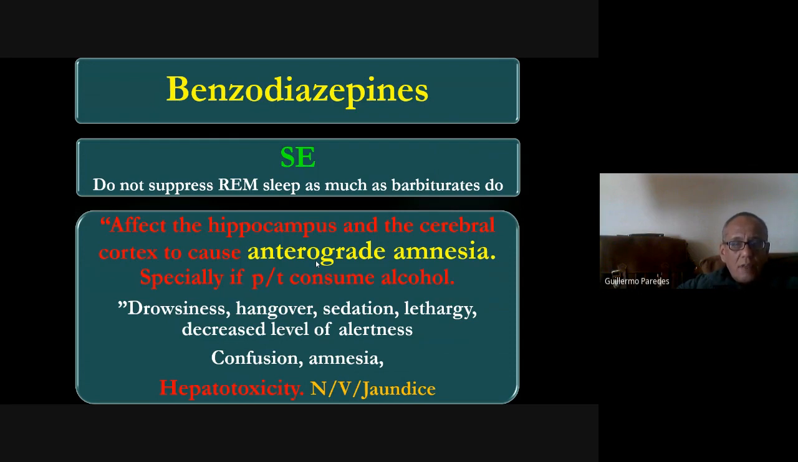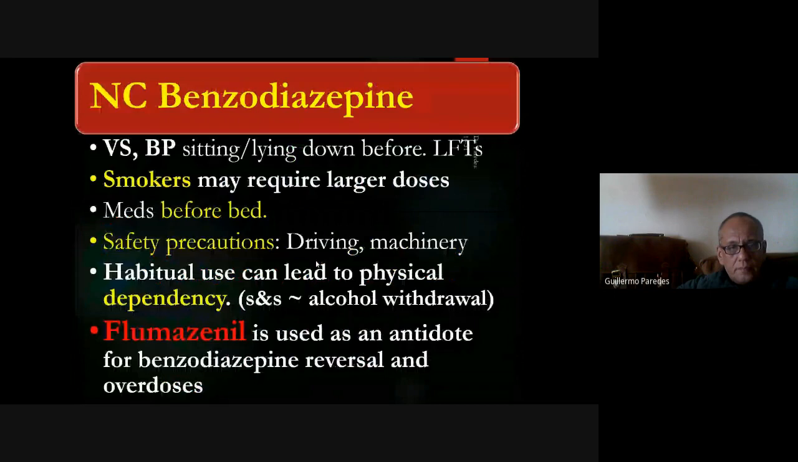Now, benzodiazepines, huge, please. Liver toxicity. They can produce hepatotoxicity, so you need to check for jaundice. Okay? Benzodiazepines, smokers may require the largest dose. Medications need to be taken before bed, not in the morning. You don't want to try to go to bed in the morning. Safety precautions, as you know, machinery. Okay? And they can produce dependence.